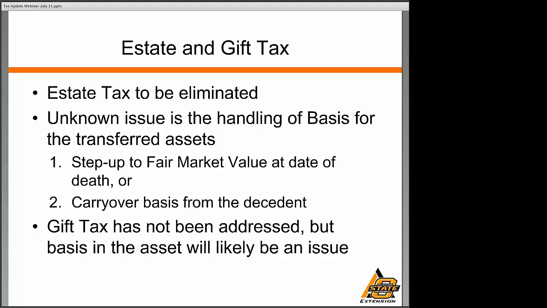So let's use that prior example. Farmland was worth $100 when we bought it. Currently worth $2,000, but we do not get to use that. It goes to the heirs at $100. They sell it. They pay the tax. These two points have not been addressed in the discussion of the estate tax elimination. These are going to be major components to see what happens.